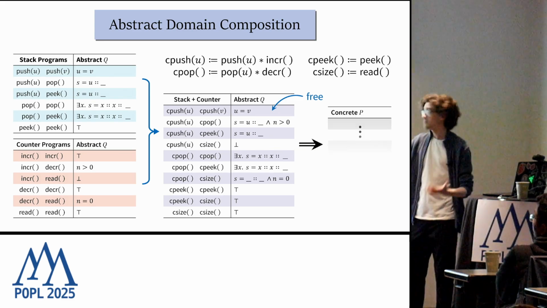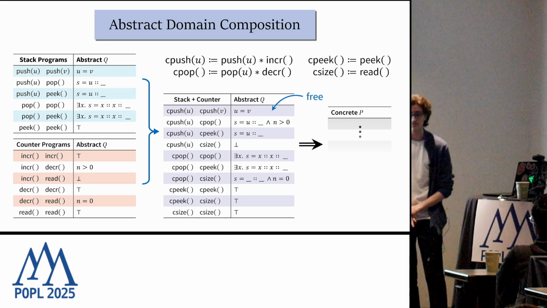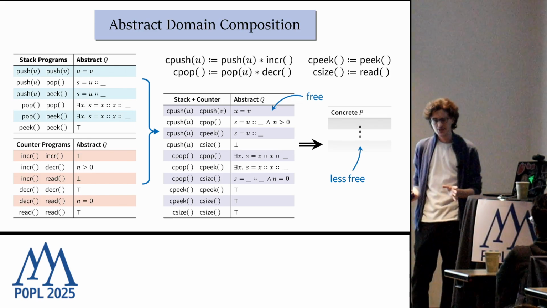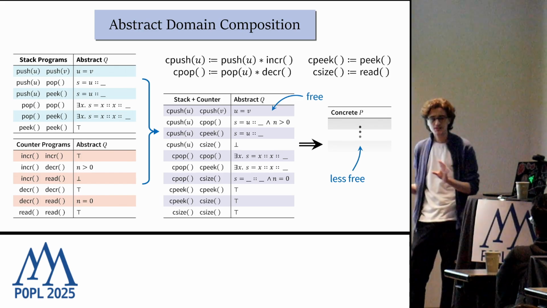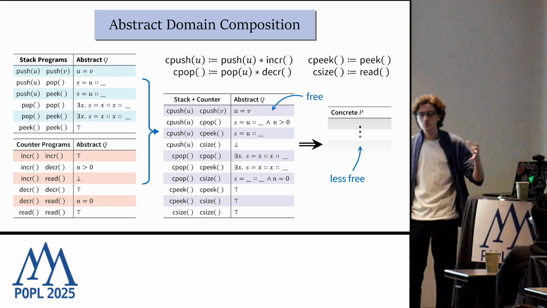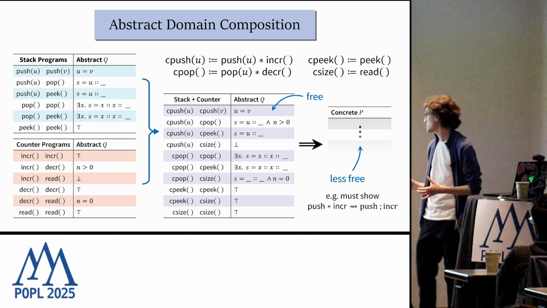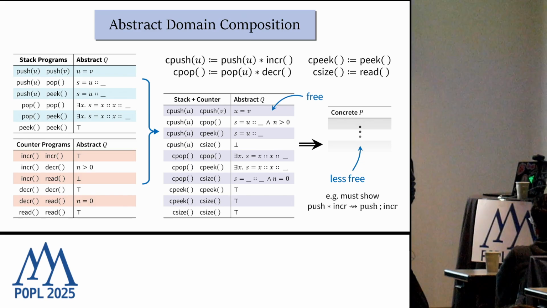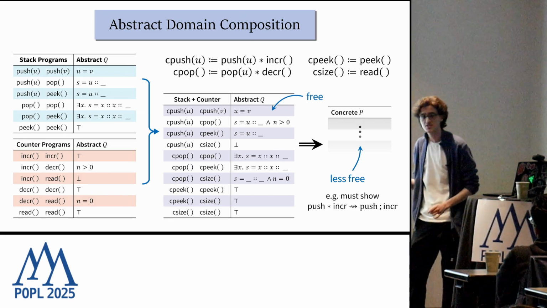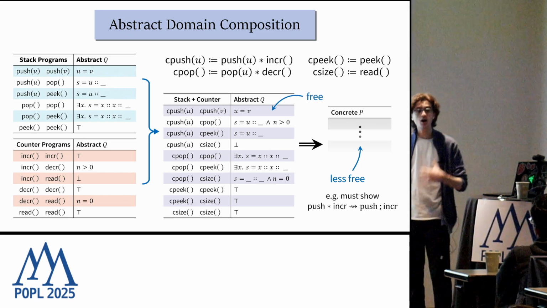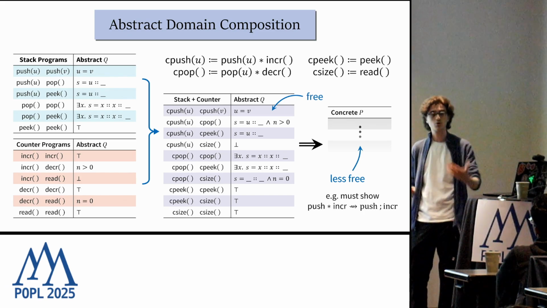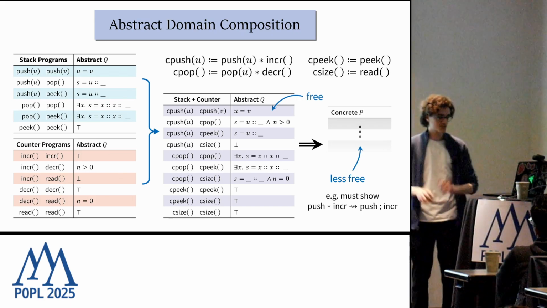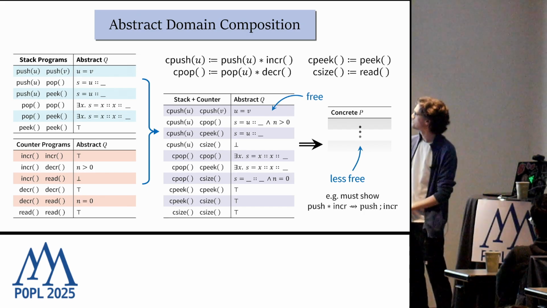Now, naturally, we would then want to derive the concrete commutativity conditions for this compound data structure. Caveat, it's a little bit less free because we need a little bit of an additional guarantee about what happens when we compose our programs together. So in particular, for example, we would have to show that our compound operation of push and increment on the independent structures is sound with respect to the concrete operation of, for instance, push sequenced with increment. And this tends to not be very difficult to do, but it is just one extra detail.